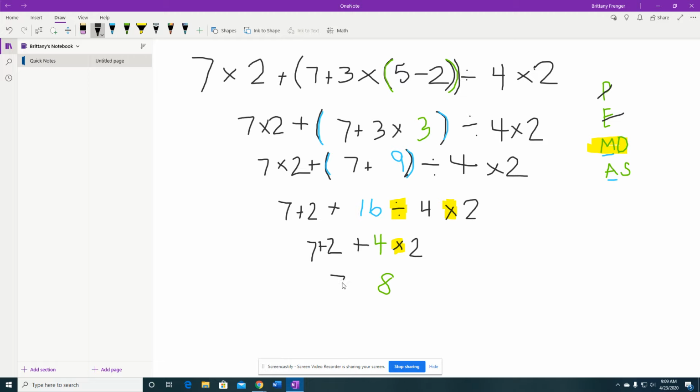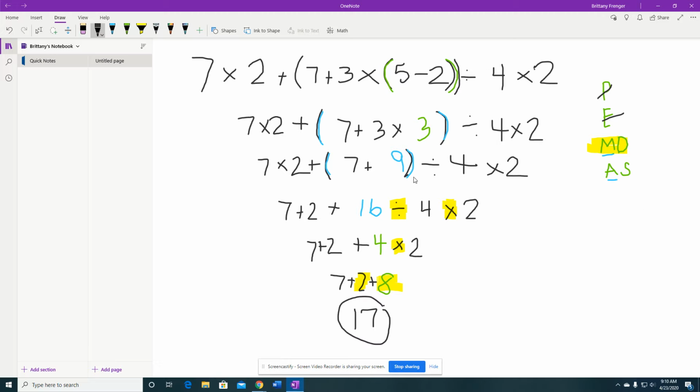I'm bringing down everything else, 7 plus 2 plus 8. And now this is where I would be happy to see you be able to do all of this inside your head, or even if you needed to draw counters out, whatever works for you, but you could do all three of these at the same time. You know that 8 plus 2 equals 10, and 10 plus 7 is 17. You can figure that out inside your brain. I know you can. All right. So your answer ends up being 17.